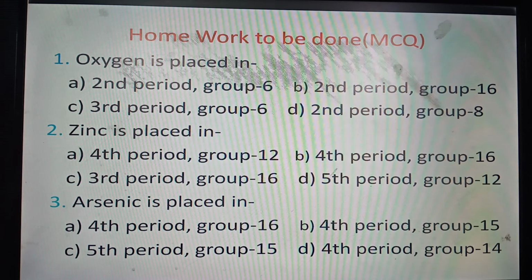I have given some MCQ also. You have to solve the MCQ questions and submit the homework when the college opens.